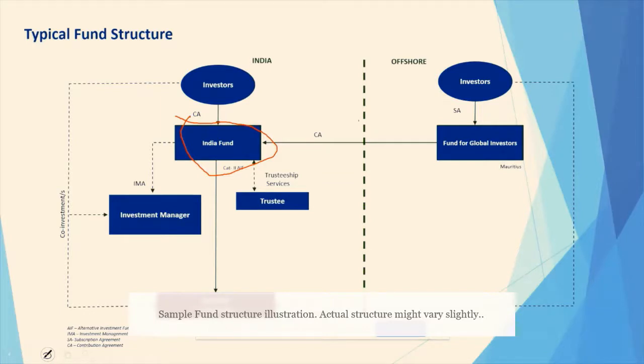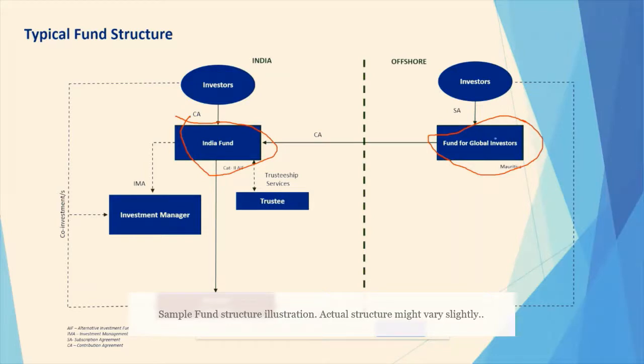Now, if you see, there is a similar fund which is being set up outside India, which we call an Offshore Fund, a fund for global investors, in which there is an agreement with the global investors, and that agreement is called the subscription agreement. So in India, the agreement is called a contribution agreement, whereas in offshore, outside India locations, it's called a subscription agreement. Now, why this fund is being set up outside India is the question that typically comes up, because this fund is also directly investing in the India fund.